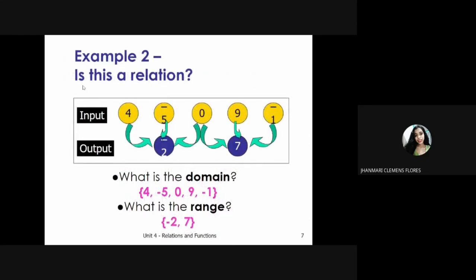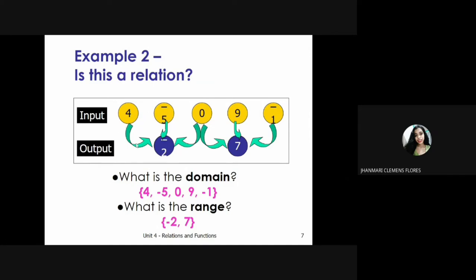Now, anyway, is this a relation? How can we understand if this is a relation? The whole graph in here: we got 4, 5, 0, 9, 1 as the values for your inputs, and the output is only negative 2 and 7. I apologize for how it's represented; it's a little compressed in a Google Meet recording. I can state that this is the input. So here we got the domain again.